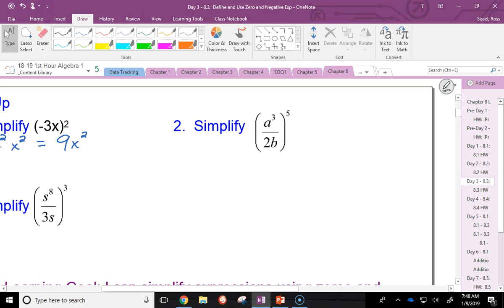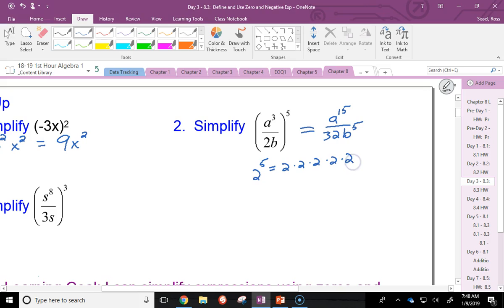Okay. Number 2, making sure we understand our fractions. A cubed over 2b, and all of it is to the 5th power. Alex, what would we end up doing? We distribute the exponent 5 to everything, so it would end up as a to the 15th power over 32 b to the 5th power. And how did you get 32 again? Make sure we know. So basically, I took 2 and multiplied by itself 5 times, so 2 times 2 times 2 times 2 times 2.